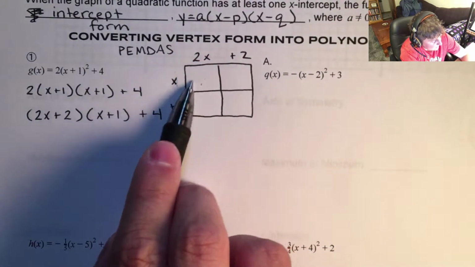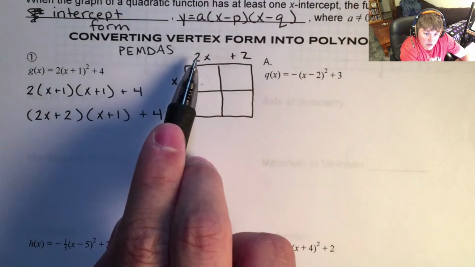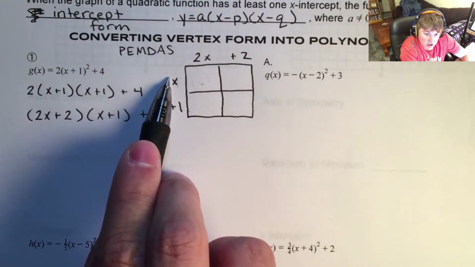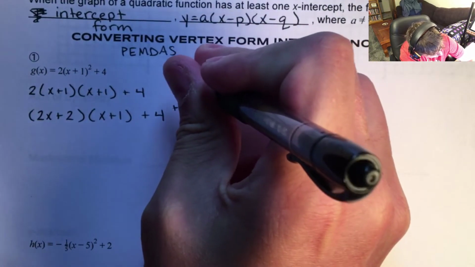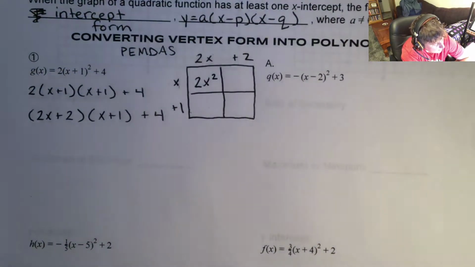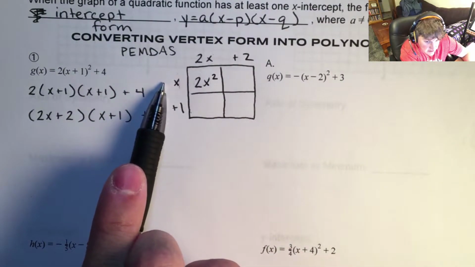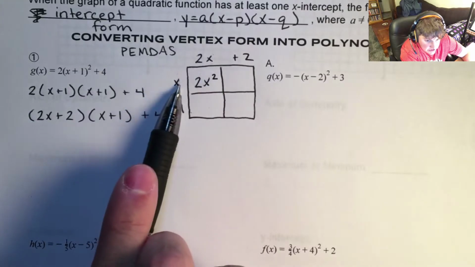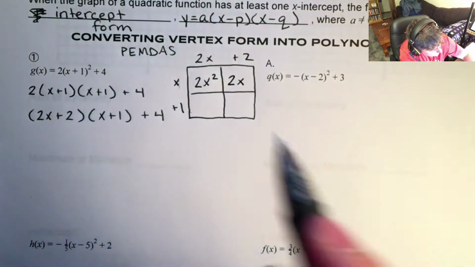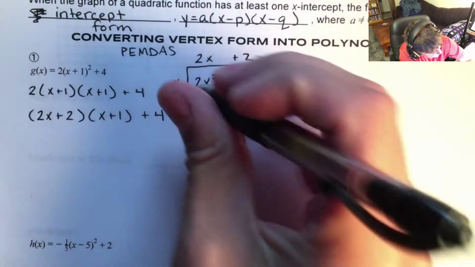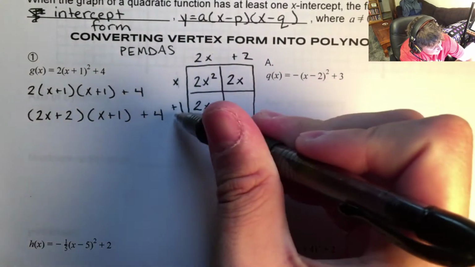So here, if I want to figure out what's going to go in this box, I'm going to do x times x. Well, x times x is x squared, and 2 times the sneaky 1 here is 2. Then here, 2 times 1, because this is a 1x, is 2, but there's no x times x, so this is going to be 2x. Then 2x times 1, well, anything times 1 is 2x. And then 2 times 1 is 2.